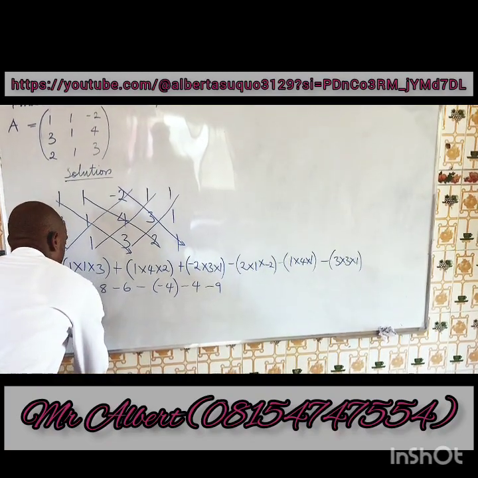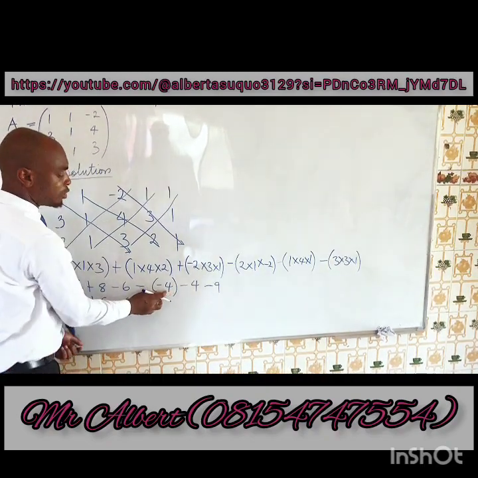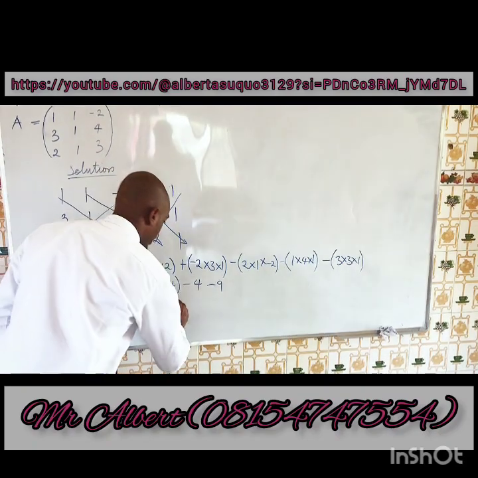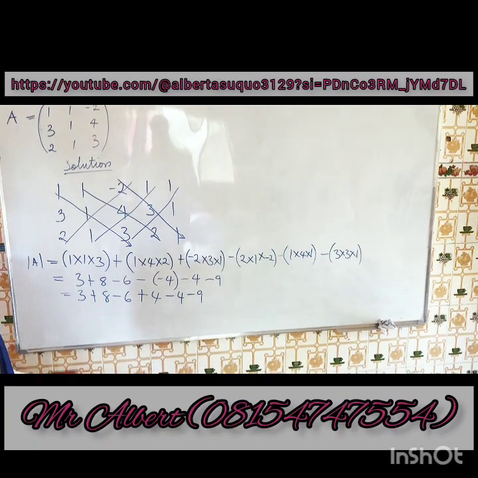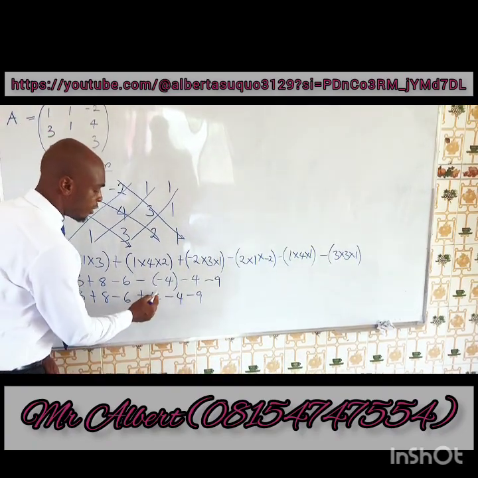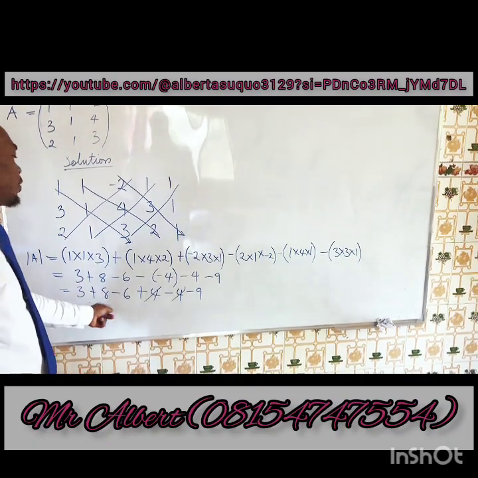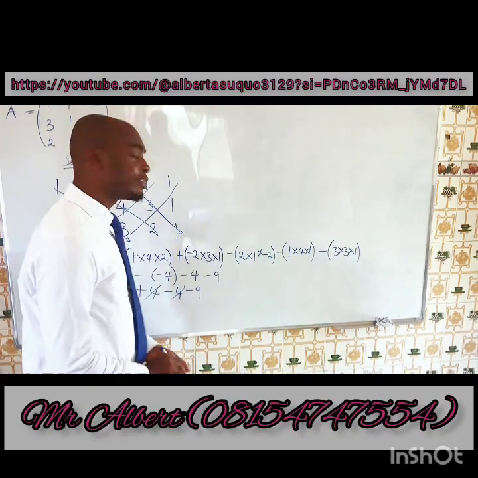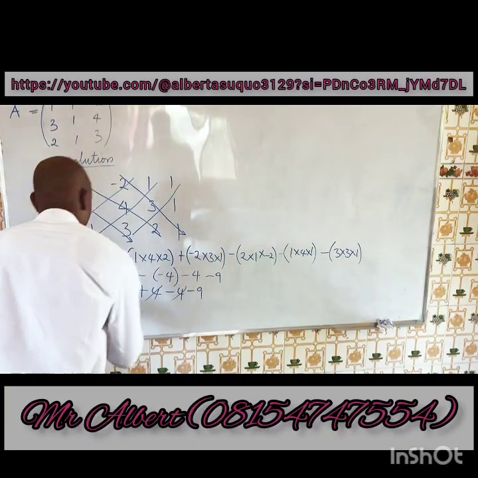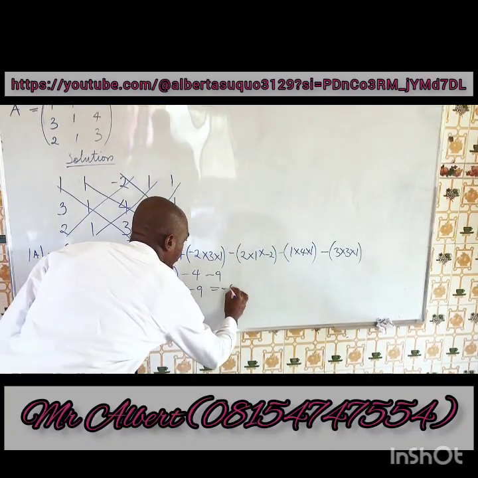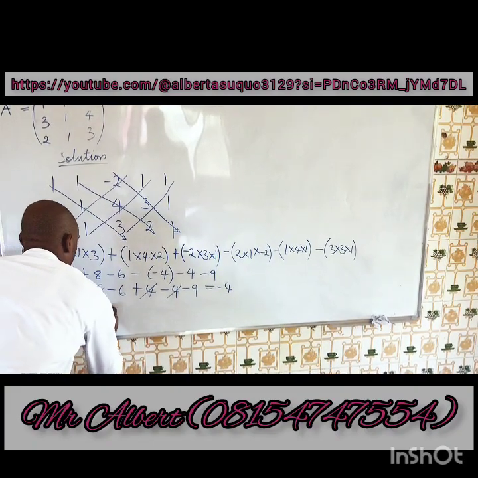So what we have here is 3 plus 8 minus 6 plus 4. This will come out to be what? A positive number. Then we have minus 4 minus 9. At this point, it's very easy to take it. For the sake of simplicity, 4 minus 4 is 0. So what we have now is 3 plus 8 is 11. So 11 minus 6 is 5. Now 5 minus 9 is minus 4. Therefore, the determinant of A equals -4.